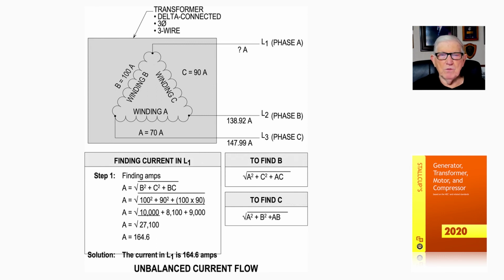And when you do your math in the boxed in information, then this at figure 7-9 is illustrating the calculation procedures and how we would derive 164.6 amps, the unbalanced current flow.